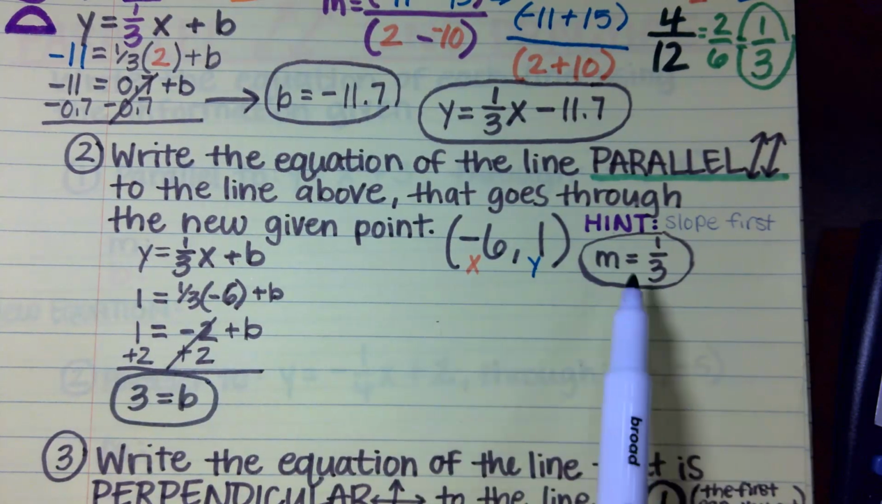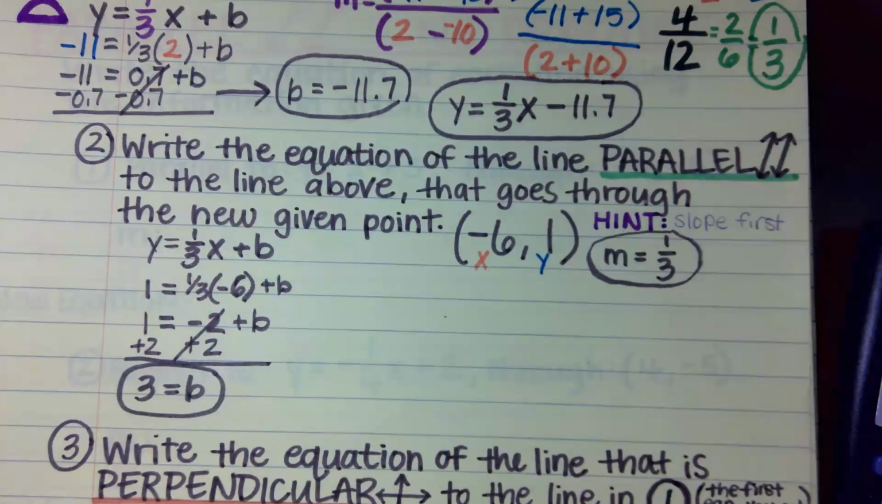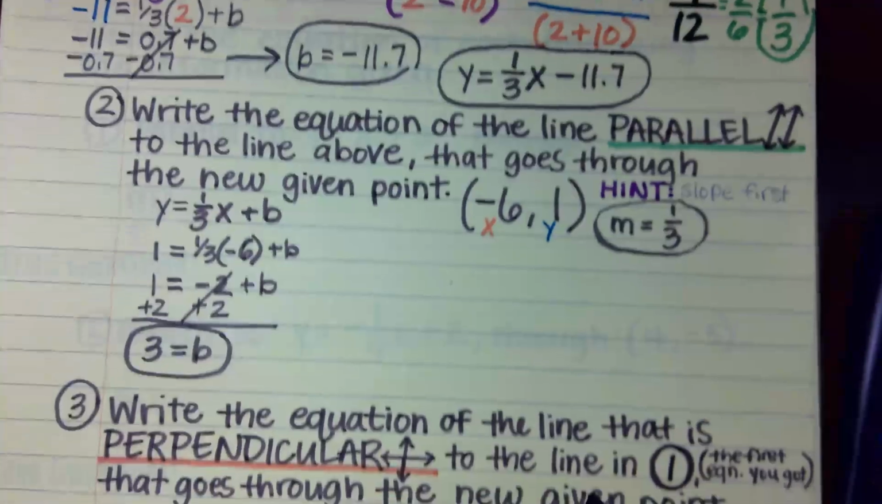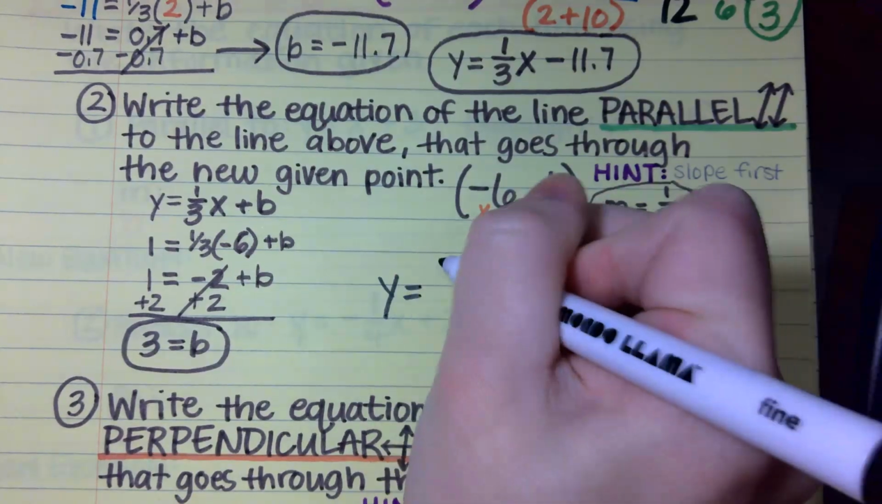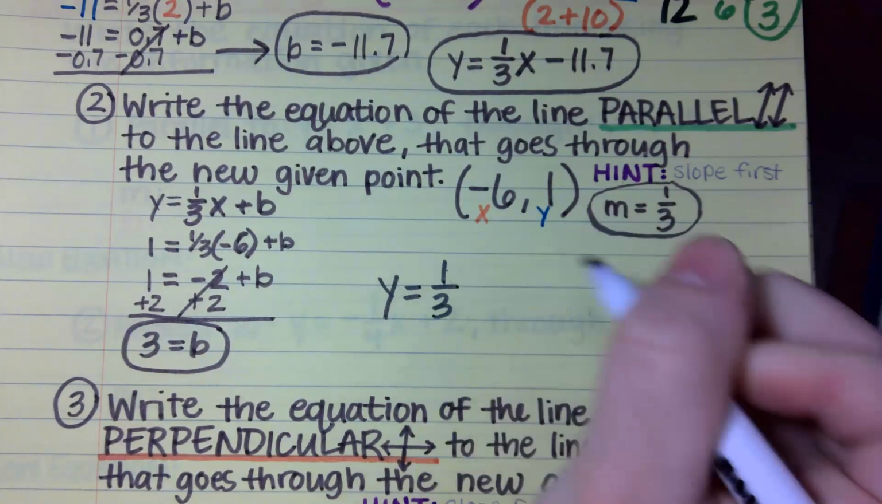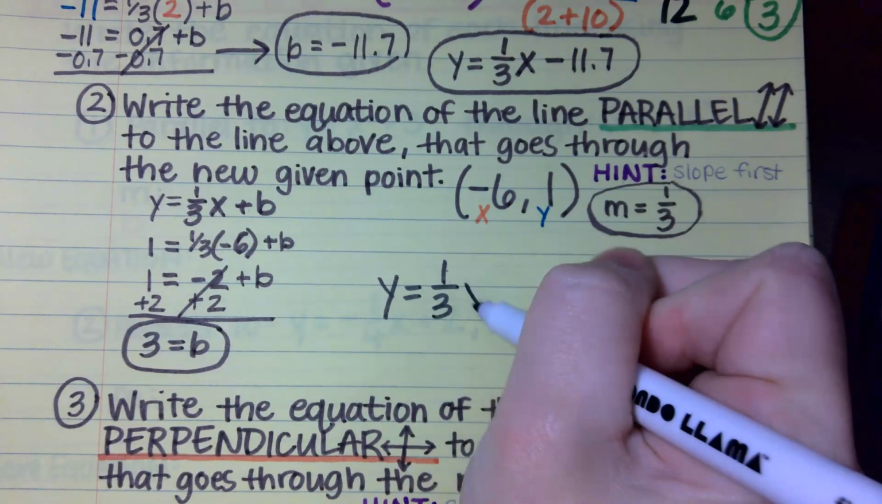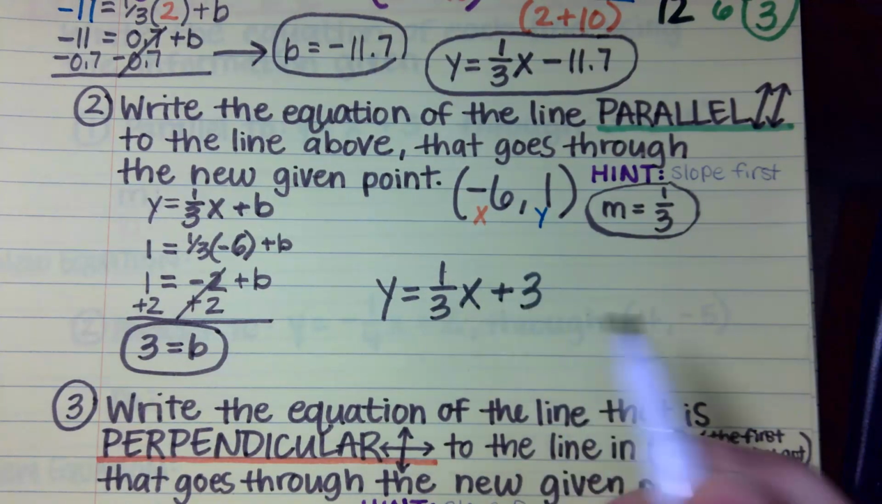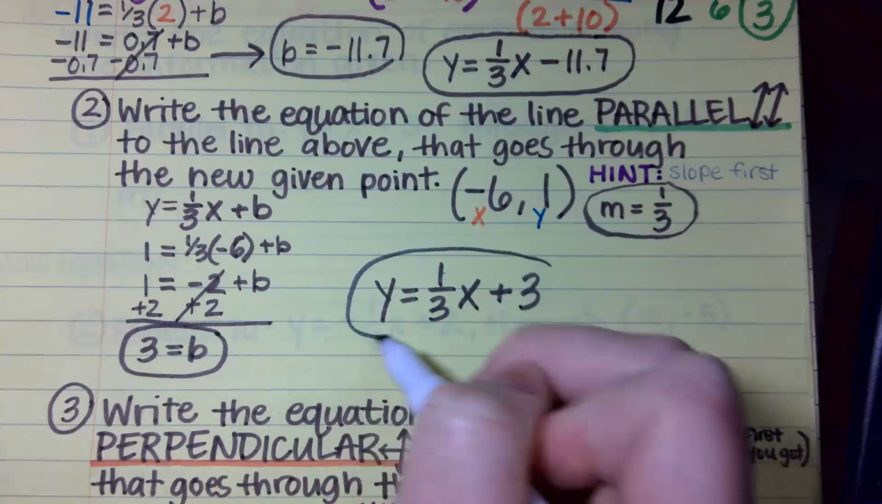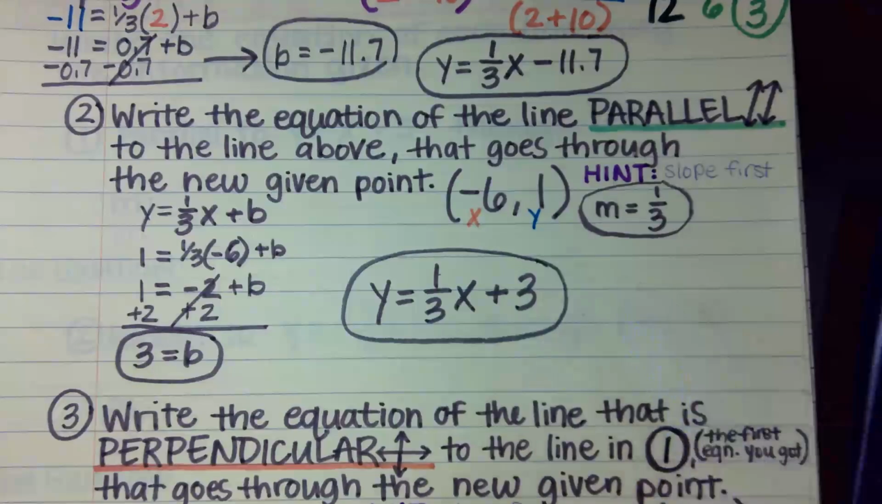All right, we have m, we have b. Let's write the equation. What's it going to be? Y equals 1/3 x plus 3. Good. That is our answer. Any questions on number 2?